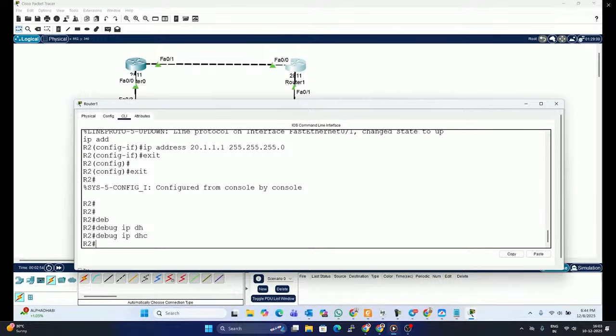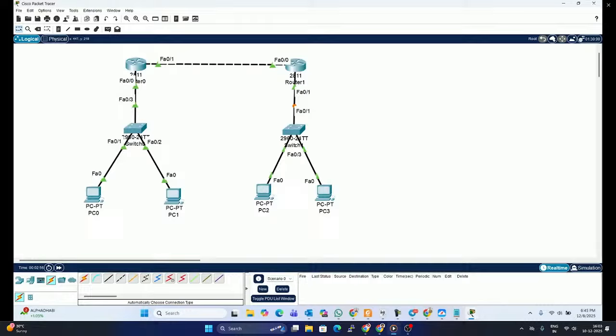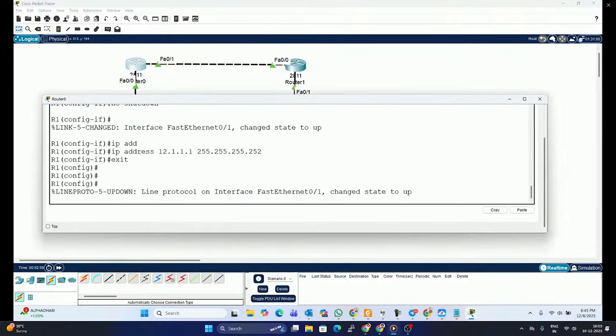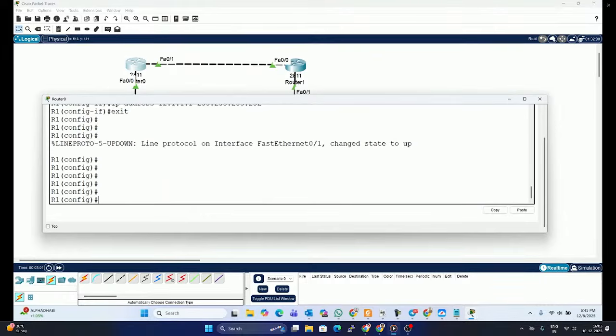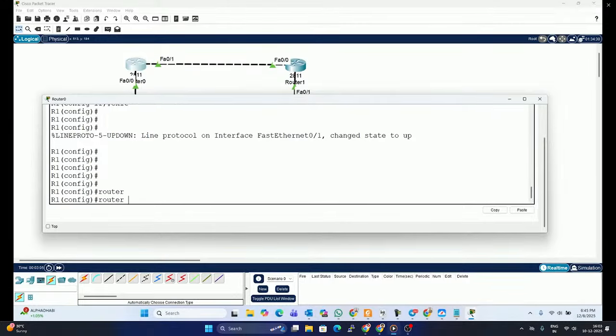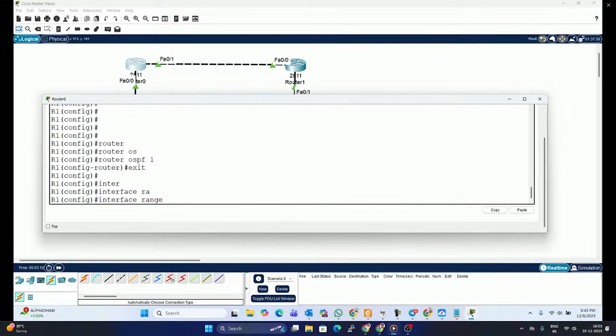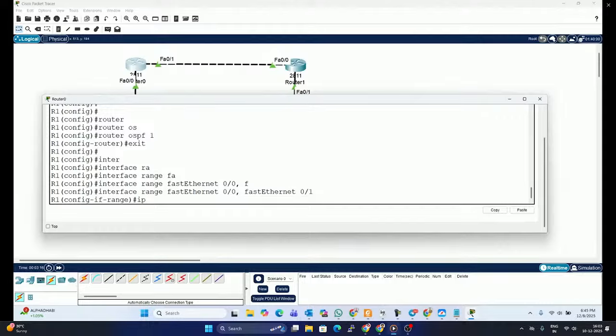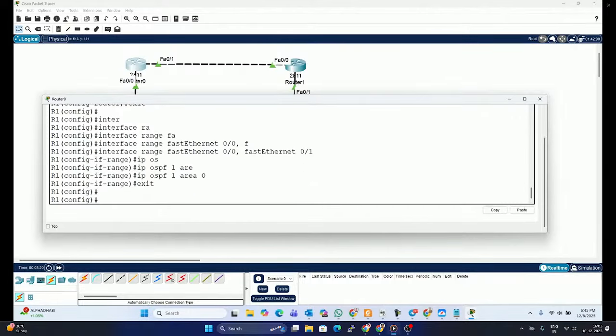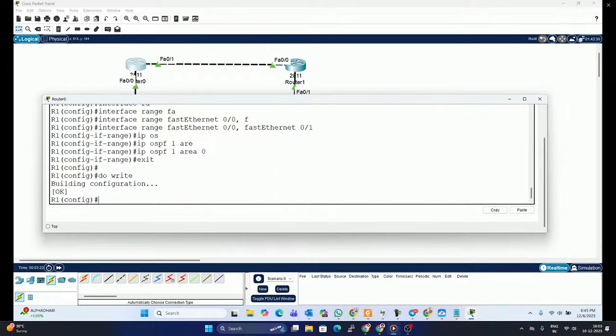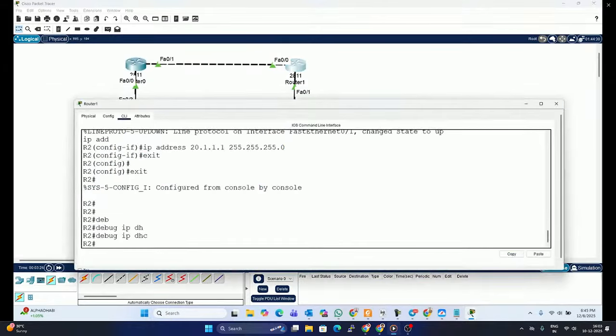Okay, the debug command is not supported for DHCP, no problem. On this R1, we need to configure routing first so that the DHCP helper address can work. For routing, I'm configuring OSPF, router ospf 1. Exit, I'll go to the interfaces F0/0 and F0/1 and enter ip ospf 1 area 0, because you know that we can enable OSPF on a per-interface basis.